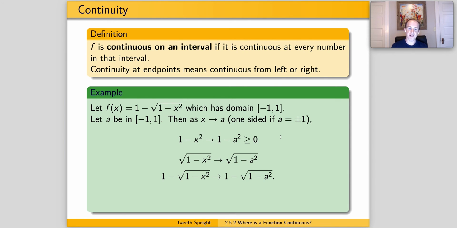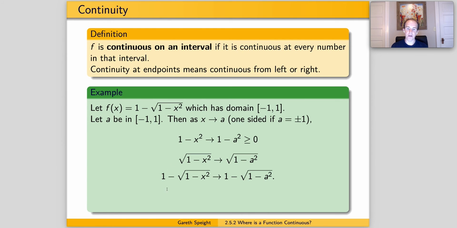And then I just want to emphasize here that since a is in the closed interval -1, 1, 1 minus a squared is non-negative. Okay, and then we had another limit law that said if the limit was non-negative, then we can take roots of both sides, right? So if 1 minus x squared tends to 1 minus a squared, then the square root of 1 minus x squared will tend to the square root of 1 minus a squared.